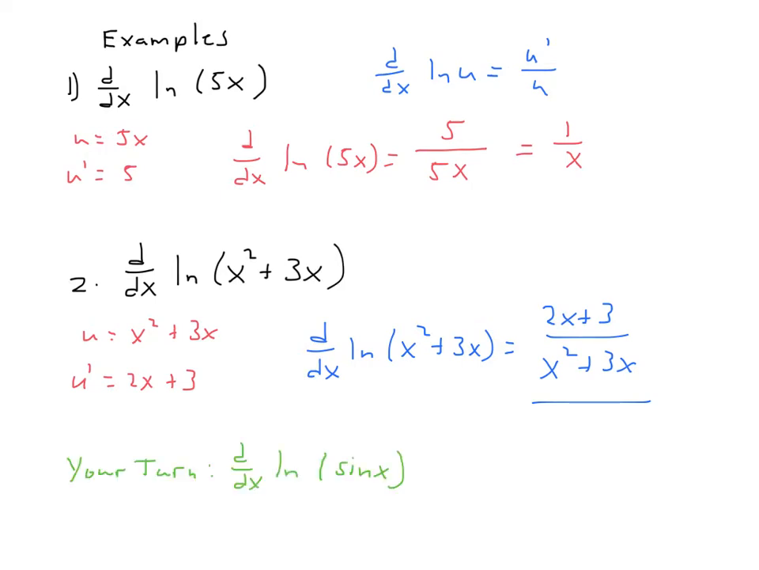Now it's your turn. What I want you to do is pause the video and find the derivative with respect to x of the natural log of sine x. So now I'm throwing in a trig function here. So go ahead, pause that video, use this same idea to come up with the derivative of the natural log of sine x. Welcome back. You should have come up with that the derivative of the natural log of sine x comes out to be cosine x over sine x, or as we are also familiar with, that is equal to the cotangent of x.